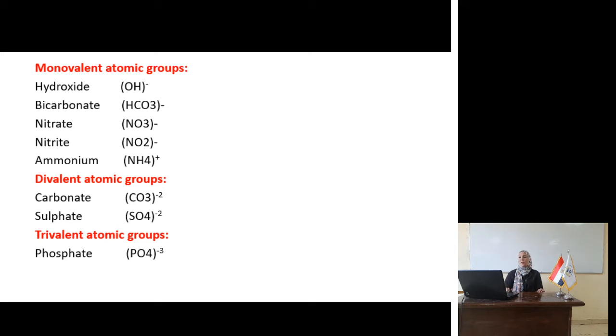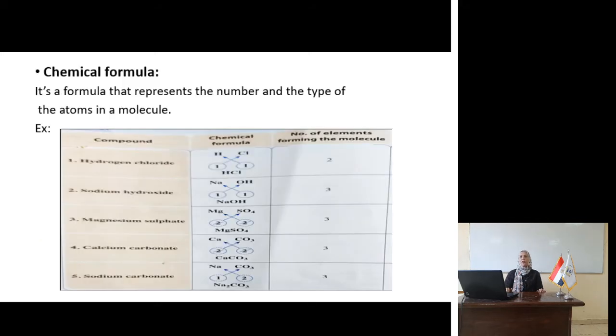Slide 6. Chemical formula. It's a formula that represents the number and the type of atoms in the molecule. As we see here, hydrogen chloride HCl, sodium hydroxide NaOH. Each element takes the valency of the other element.